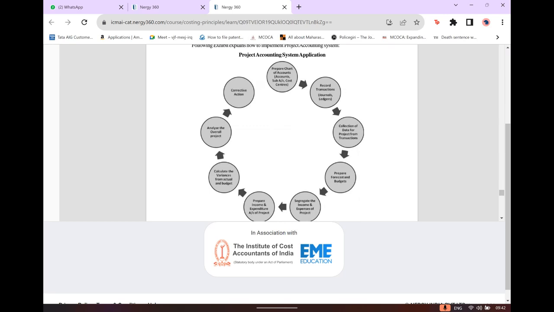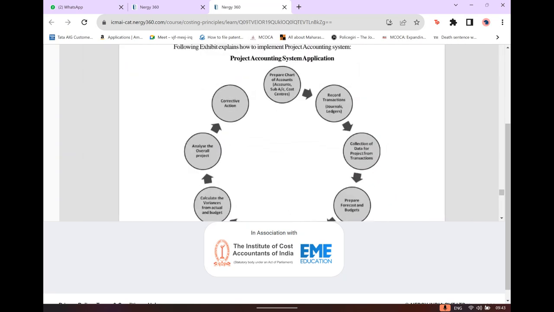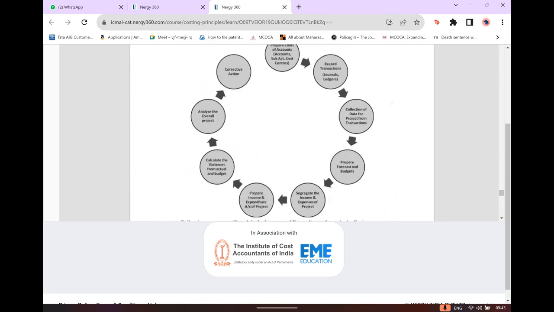So I told you nowadays everything is done in an integrated process. So you don't do it redundantly, financial accounts separate and this separate. With the help of the information you have entered in the financial accounts, you will be able to extract all these things. Then you collect the data of the projects from the transactions. Whatever is relevant from the ledgers and all, you will collect the data.